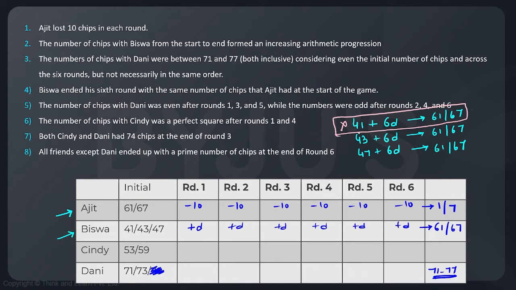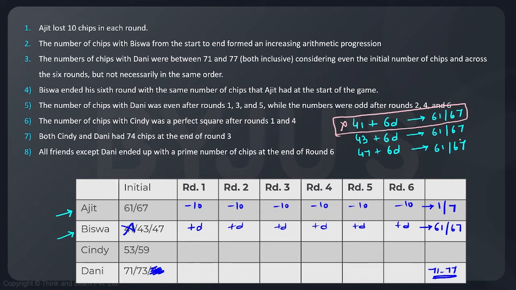41 plus 6D cannot make 61. 41 plus 6D cannot make 67. So I can say the initial number of chips with Biswa cannot be 41, right? See, D has to be a natural number, which is not coming out in the first case. But when I talk about the second case here, 43 plus 6D, can it be 61? Yes, if D is 3, 43 plus 6 into 3, 18 can give me 61.